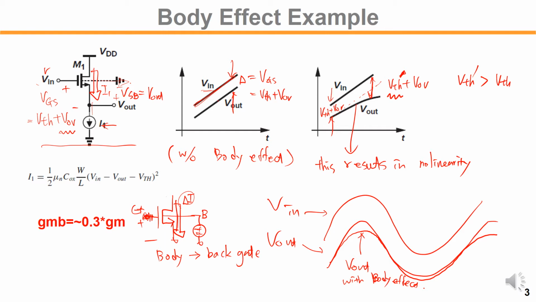So we can similarly model that amount of current variation by a transconductance. The body, or backgate, transconductance is around 0.3 of the normal transconductance. Some circuit techniques utilize this fact to maximize the gm. They sometimes provide the signal onto the backgate. This is something that you can think of. Okay.